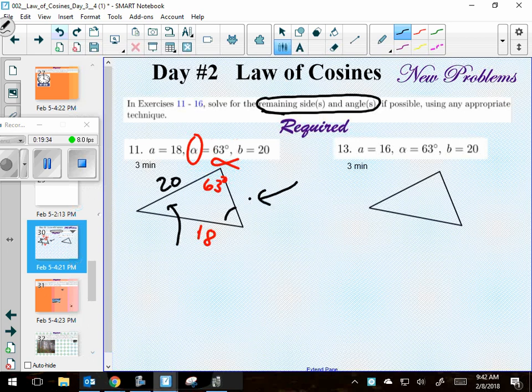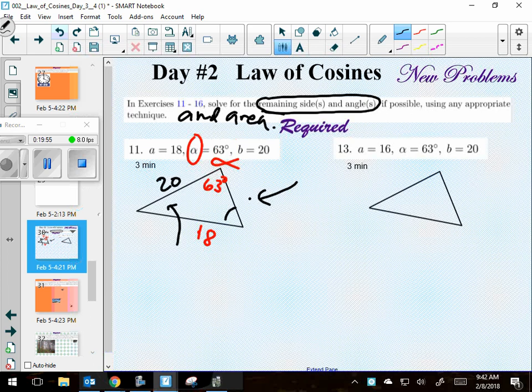I don't want you to have to do a whole separate assignment on finding the areas of these things, so I'm going to cut your assignment down, but I'm going to ask you to find the area of these triangles also. So don't just find the remaining sides and angles, put an area. And what's that formula again? One half AB sine C.